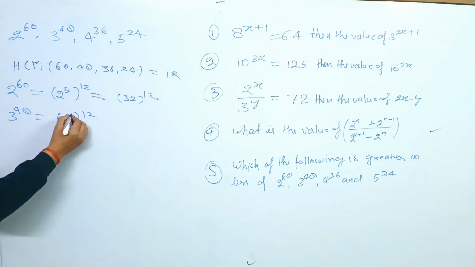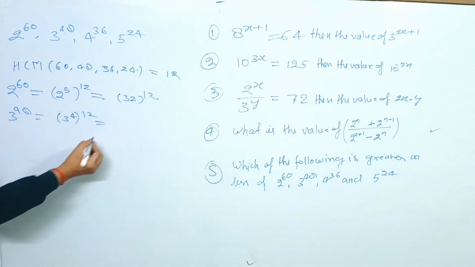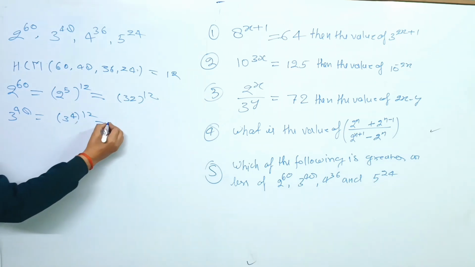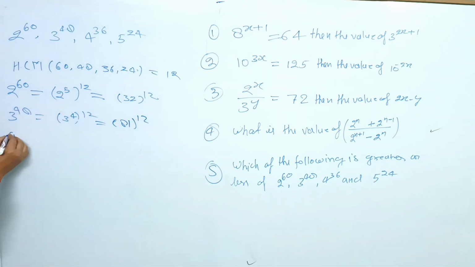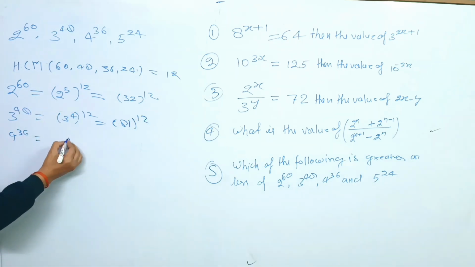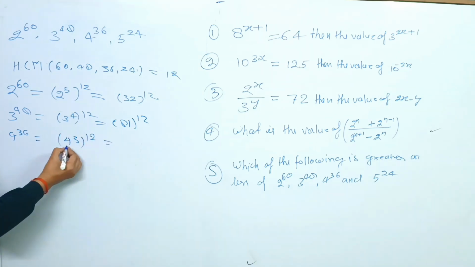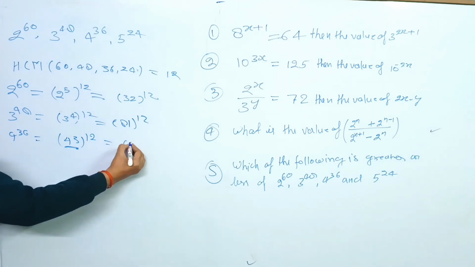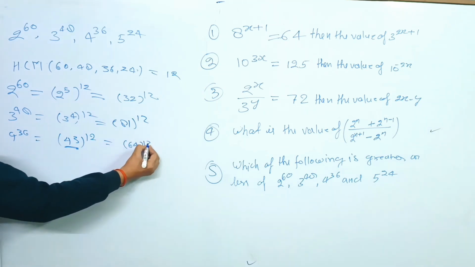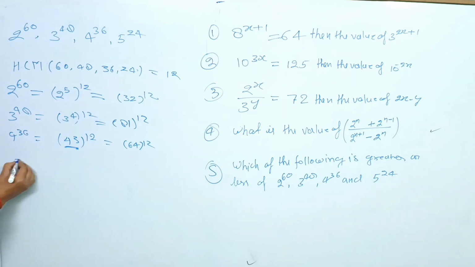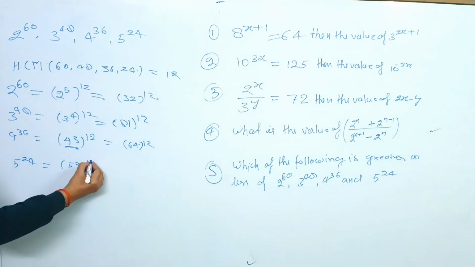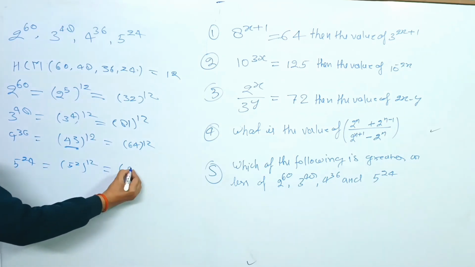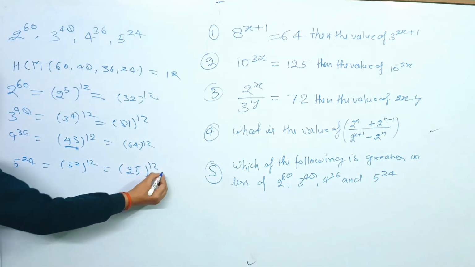Sorry, we can write 3 to the power 4 into 12. We can write (3 to the power 4) to the power 12, which is 81 to the power 12. Again, 4 to the power 36 is equal to (4 to the power 3) to the power 12, which becomes 64 to the power 12. Next, 5 to the power 24 is equal to (5 to the power 2) to the power 12. This is 25 to the power 12.